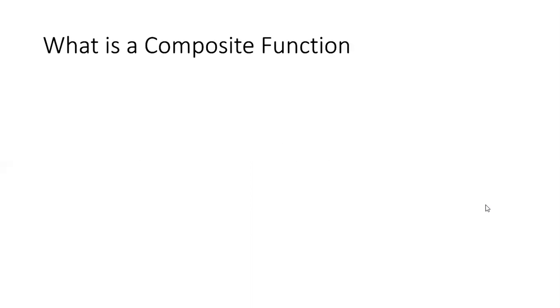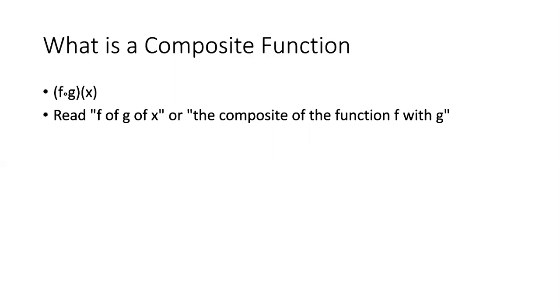What is a composite function? We write a composite function as f with this little circle g and then x. We read this as f of g of x, or the composite of the function f with g. What this really means is that we plug g of x into f of x. So wherever we see x in f of x, we're going to substitute the whole expression for g of x. Let's take a look at an example.